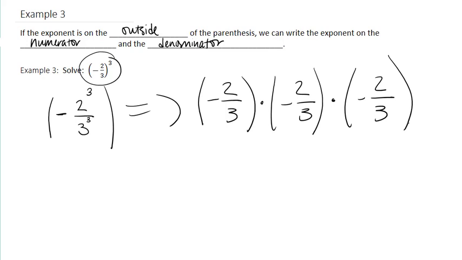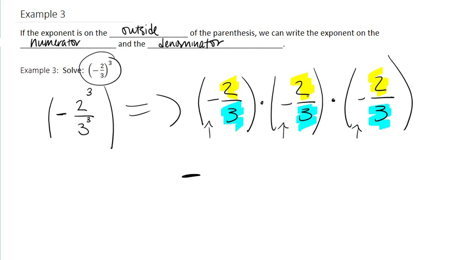So what this means then is we have to multiply the 2's together, and then we'll multiply the 3's together. And we notice that we have a negative sign, and we have 3 of them. So an odd number of negative signs being multiplied means the solution will also be negative.